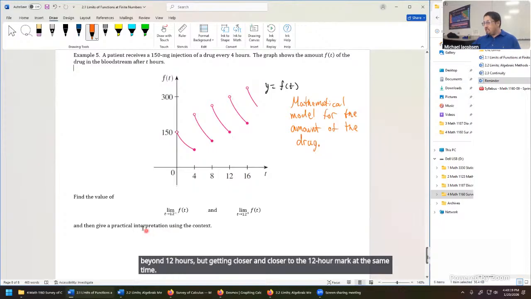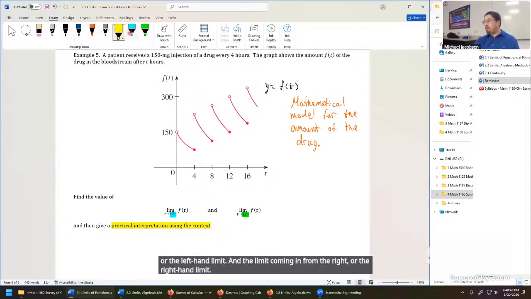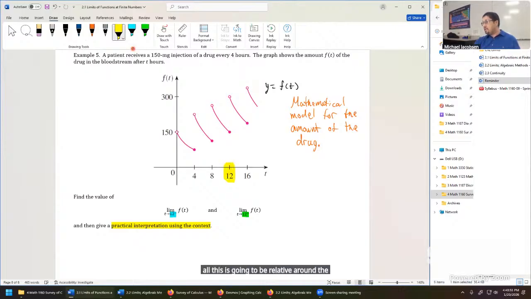We'll compute both of the limits, and really the big challenge in calculus is, after we evaluate the limits, we want to interpret what we see with those values and also pull in the context, the fact that this is a patient receiving an injection of blood, to say what's going on with both of those values. So there's two kinds of things going on around 12, the limit to the left, or the left-hand limit, and the limit coming in from the right, or the right-hand limit. All this is going to be relative around the 12-hour mark. So this is where we're most concerned.